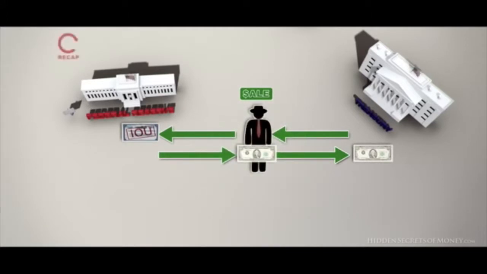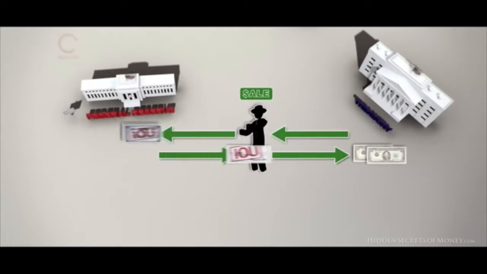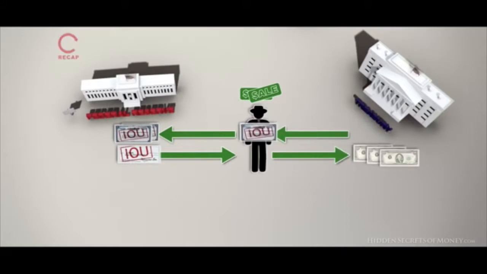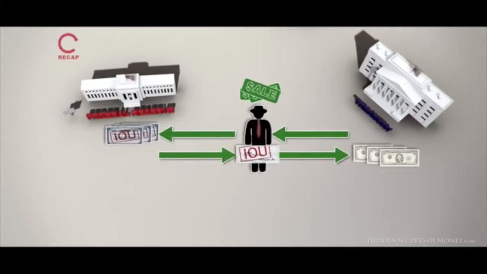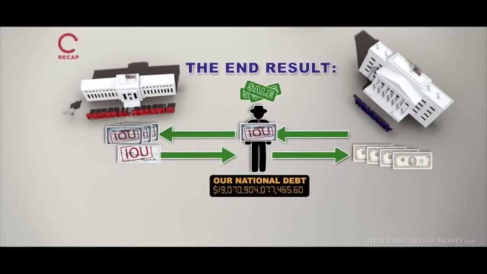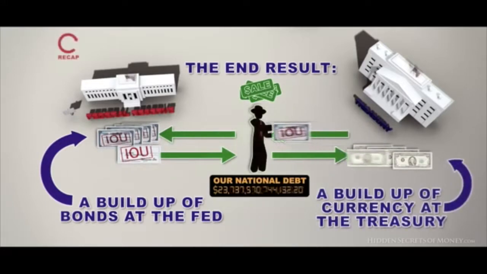So what's really happening is the Federal Reserve and the Treasury are just swapping IOUs, using the banks as middlemen, and abracadabra, presto, currency magically springs into existence. This process repeats and repeats over and over again, enriching the banks and indebting the public by raising the national debt. The end result is that there's a buildup of bonds at the Federal Reserve and currency at the Treasury.